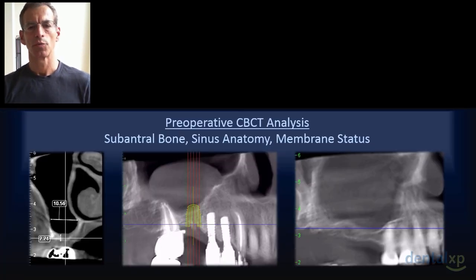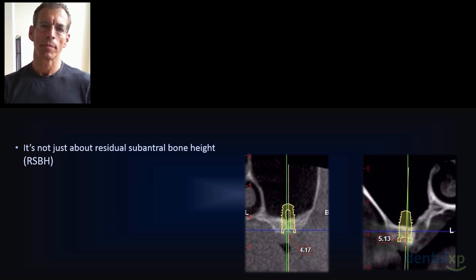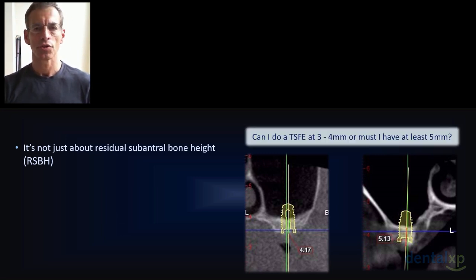I'll begin my discussion with preoperative CBCT analysis. It is really not just about residual subantral bone height. You shouldn't solely be asking yourself, can I do a transcrestal elevation at 3 to 4 millimeters, or do I need at least 5 millimeters?